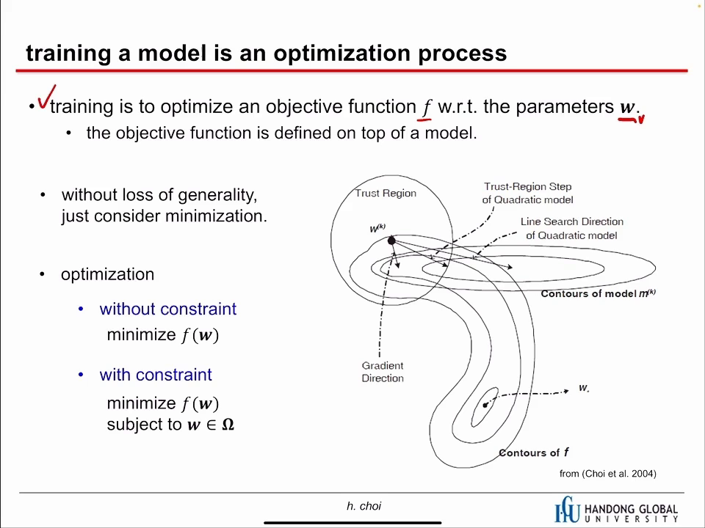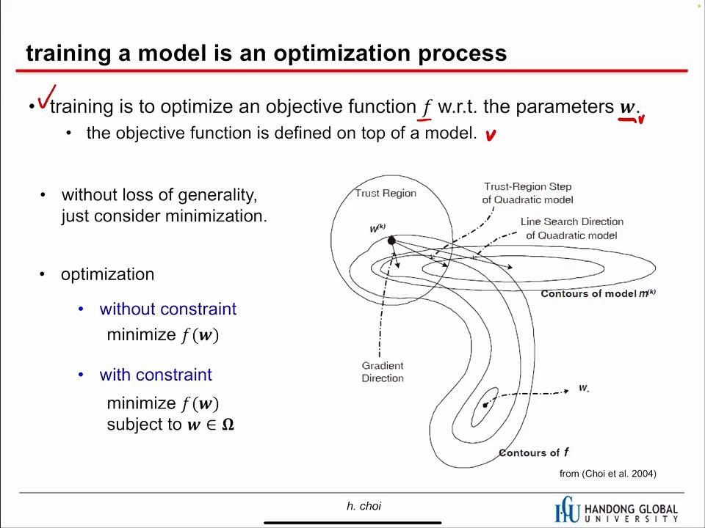Okay, and then the objective function is defined on top of a model, as I said. If we have a neural network, then the objective function is defined on top of the neural network with the label and the output of the neural network. We want to minimize the difference between the label and the output of the neural network. That's what we want. And without loss of generality, we're going to consider minimization problems. If you really want, you can derive all the equations based on maximization. But there is no difference between minimization and maximization, because if you put a negative sign in front of maximization, then it is a minimization problem. So from now on, everything is a minimization problem unless told otherwise.